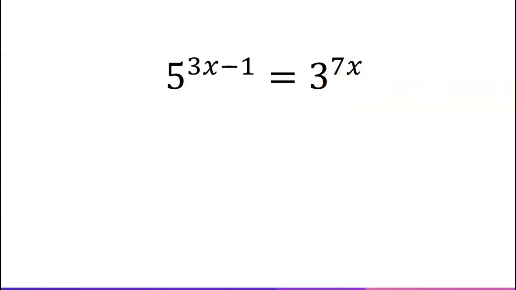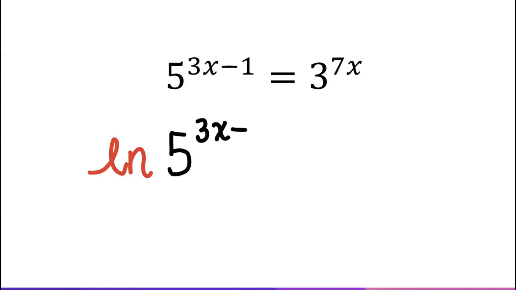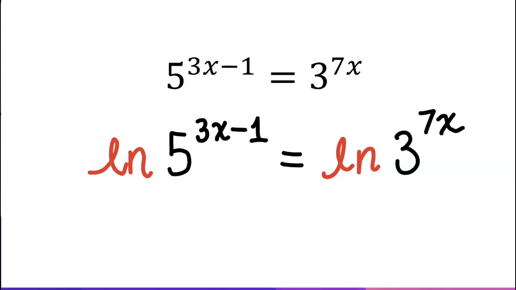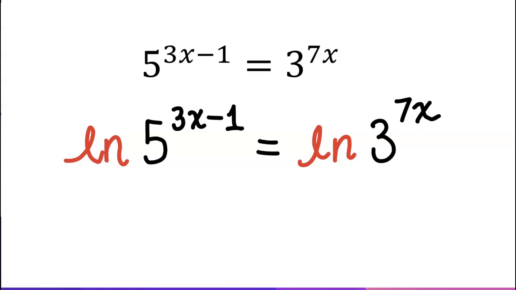Let's start this by taking natural log of both sides. So I'm putting natural log of 5 to the 3x minus 1 power equals natural log of 3 raised to the 7x power. When you take natural log, we can bring down the exponent, the 3x minus 1 and 7x, to the front of the natural log. So I'm going to circle the exponents 3x minus 1 and 7x and draw a line indicating that these are going down to the front.